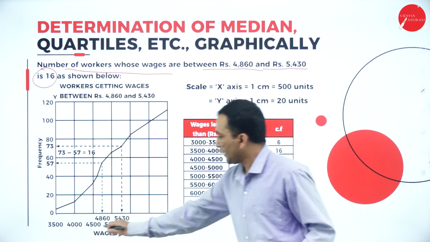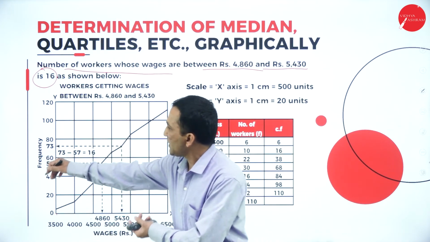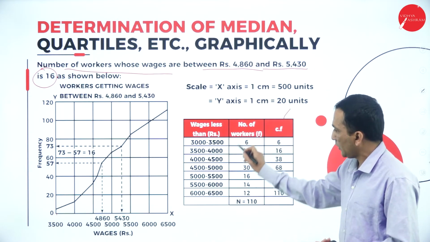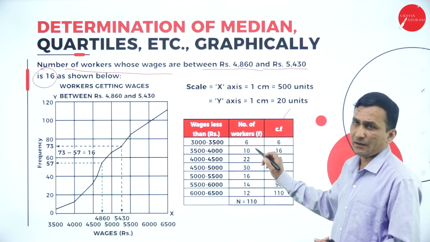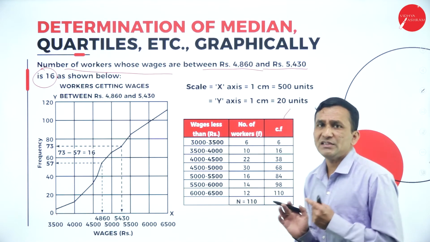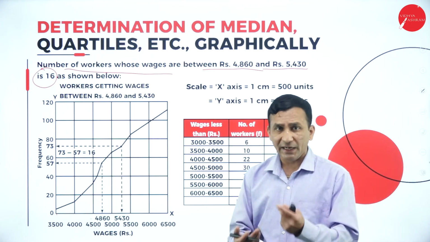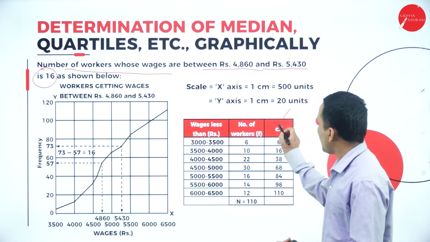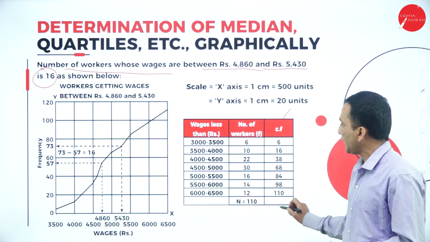Now the x-axis denotes wages, and the y-axis is frequency. Which frequency? Cumulative frequency. Normal frequency we won't consider. When we are doing less than or more than, only the cumulative frequency is important. Now we are doing the second method, called less than cumulative frequency, or less than ogive. So that's what we need to consider for the cumulative frequency.